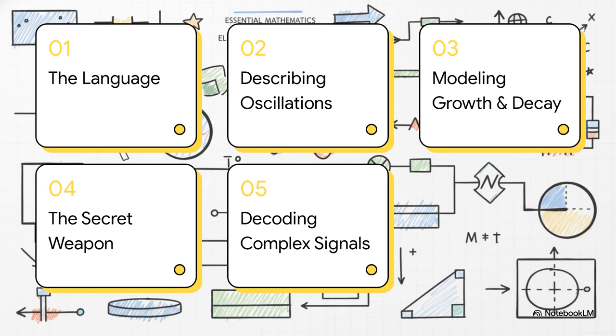All right, here's our game plan. We're going to start with the fundamental language of electronics. Then we'll add 4 essential tools to our kit. One for things that wave and oscillate, another for things that grow or fade away, then a seriously cool secret weapon that combines the two, and finally, a master key for cracking open even the most complex signals.